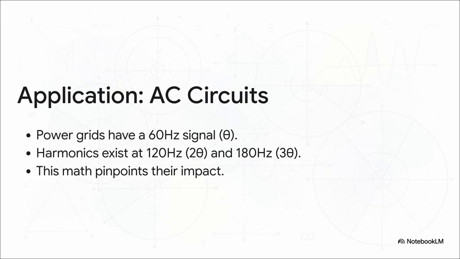Here's why this stuff matters. The standard AC power in your home is a 60 hertz signal. We can just call that our base angle, theta. But imperfections in the system create these things called harmonics, basically interfering signals at double the frequency, or 2 theta, and triple the frequency, 3 theta. Engineers use this exact math to pinpoint the precise moments when these harmonics could cause dangerous voltage spikes.